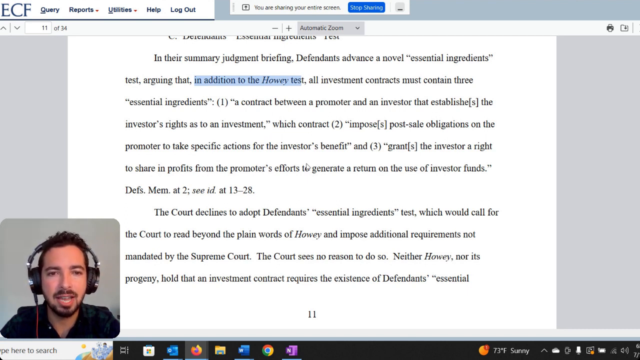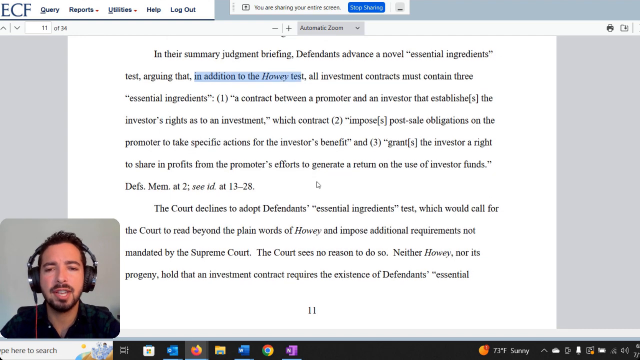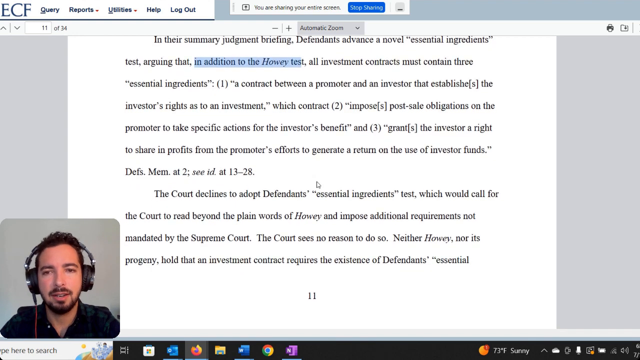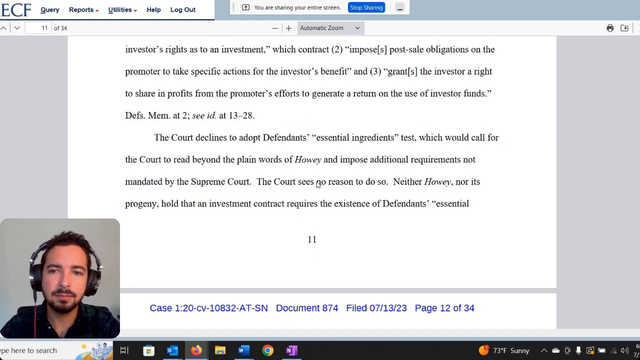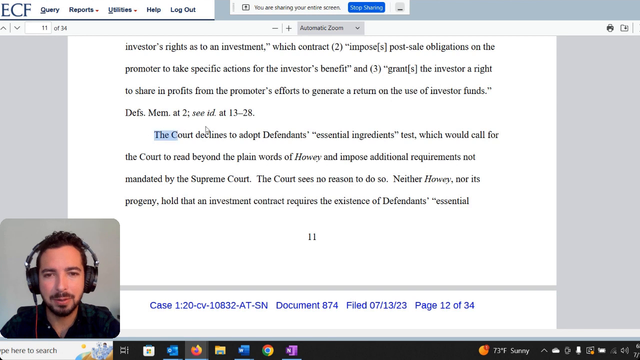So the contract itself has to give the investor a contractual right to share in the profits. Those are the three things that Ripple says should be added to the Howey test. And the court just comes out and says, we're not doing that. The court declines to adopt defendant's essential ingredients test. Why is she saying no?